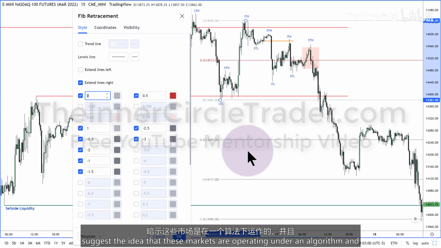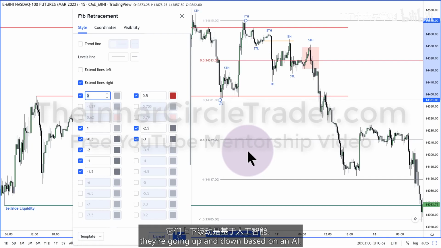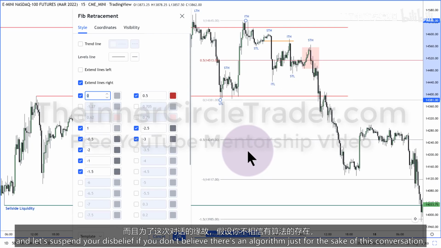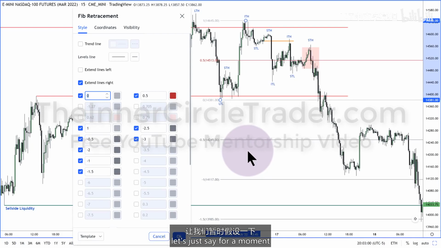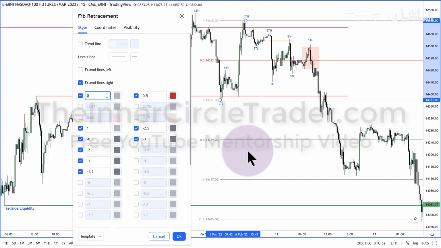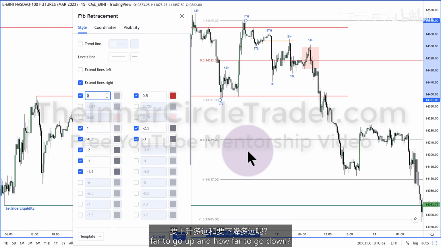Like, to suggest the idea that these markets are operating under an algorithm and they're going up and down based on an AI, artificial intelligence, is controlling this. It's not your buying and selling pressure. And I've said this many times before, but if that is true, and let's suspend your disbelief if you don't believe there's an algorithm, just for the sake of this conversation, let's just say for a moment that you do subscribe to the idea. If there's an algorithm, that means it must follow some form of logic. And how does it reference how far to go up and how far to go down?